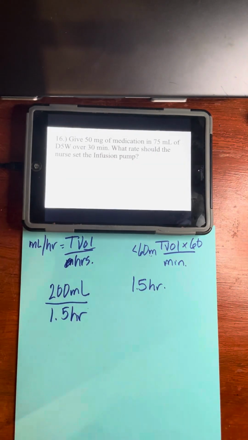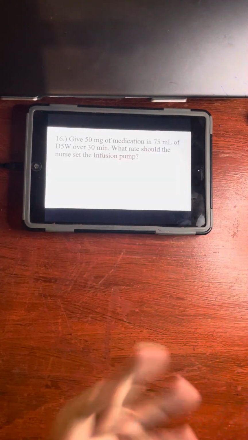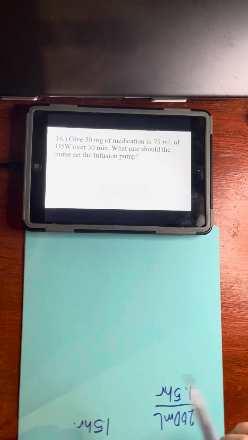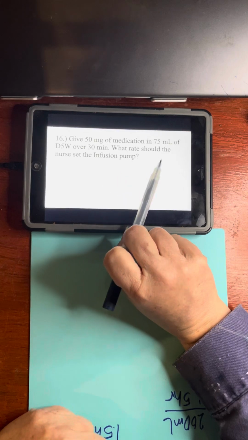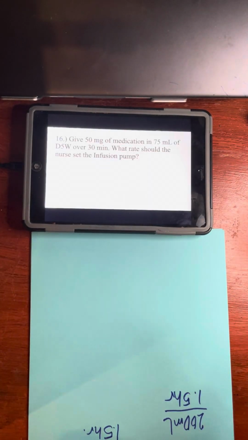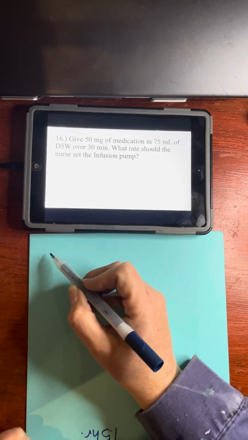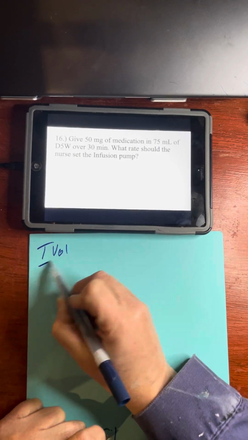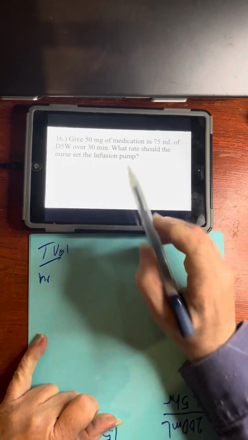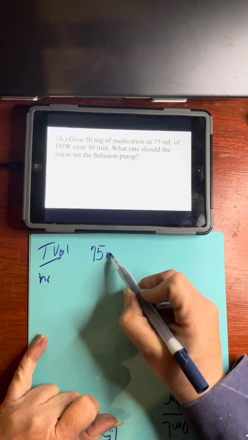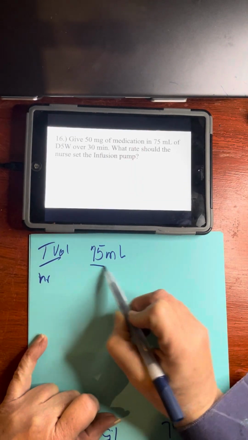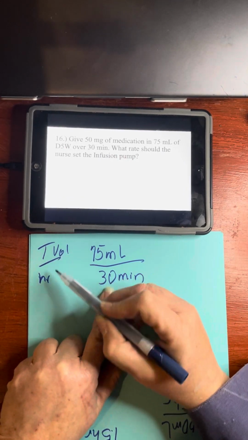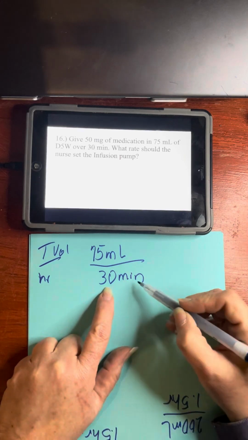All right. You got to give 50 milligrams of a medication and 75 milliliters of D5W over 30 minutes. What rate will you choose? Okay, so you know total volume over the time in hours. The total volume is 75 milliliters. Just listen to this. And it's 30 minutes. And you know, to get milliliters per hour, it's got to be in hours.